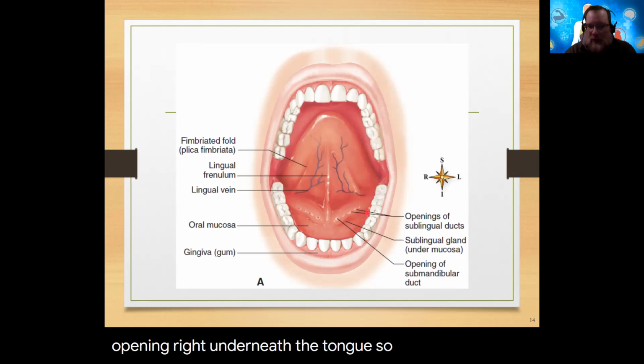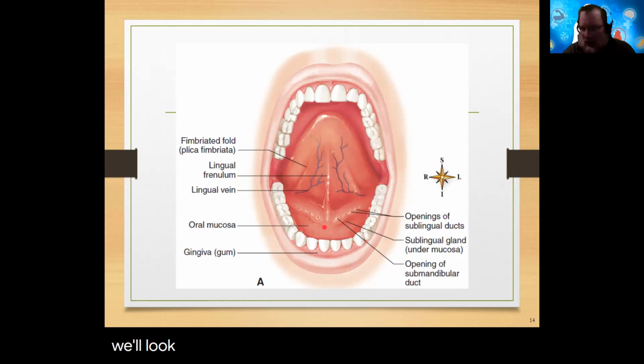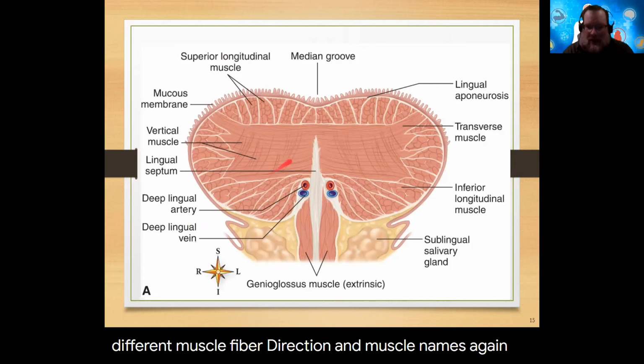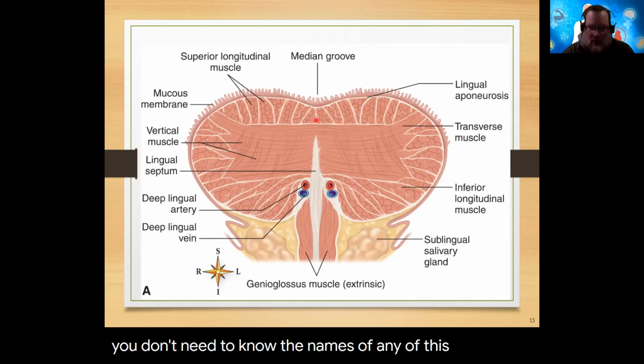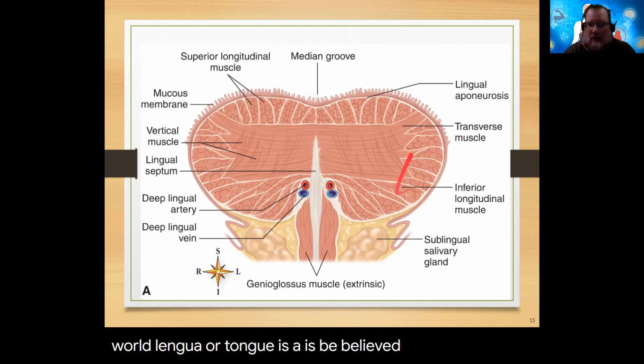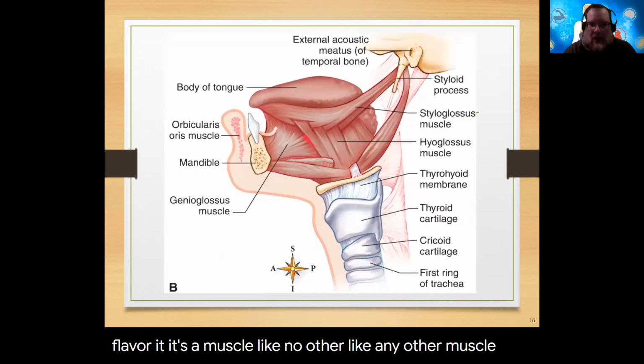We'll look at what is in saliva in just a few minutes. Here's a cross section of the tongue. You can see all kinds of different muscle fiber directions and muscle names. Again, you don't need to know the names of any of this, just showing you that you do have intrinsic muscles of the tongue. And again, in cultures around the world, lingua or tongue, people eat it. It's yummy, right? You flavor it. It's a muscle, like any other muscle of the body. Okay.